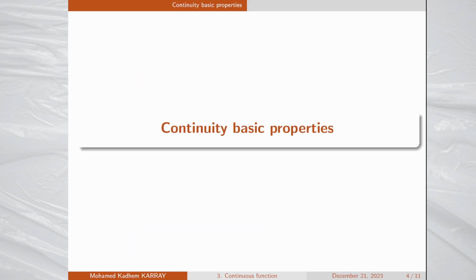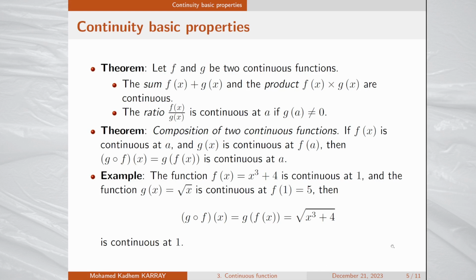Let's present the basic properties of continuity. A first theorem says that if we take two functions f and g to be continuous, then their sum, f plus g, is also continuous. Also, the product, f multiplied by g, is continuous. The ratio, f divided by g, is continuous at any point a where g is non-zero.